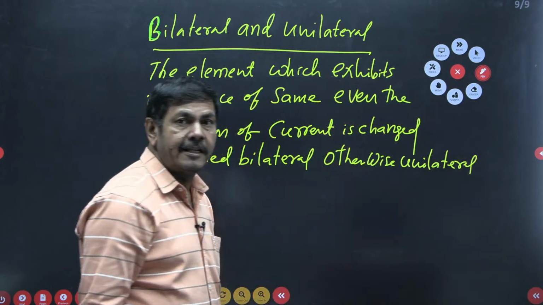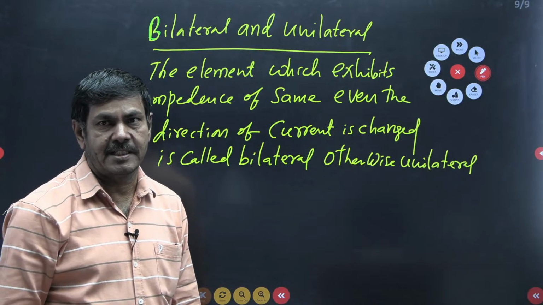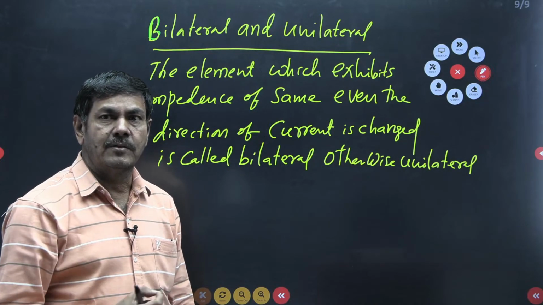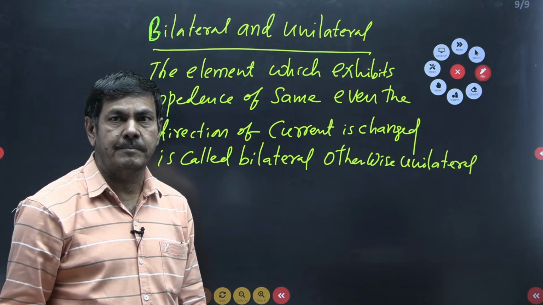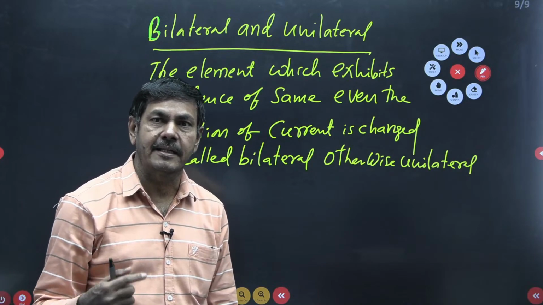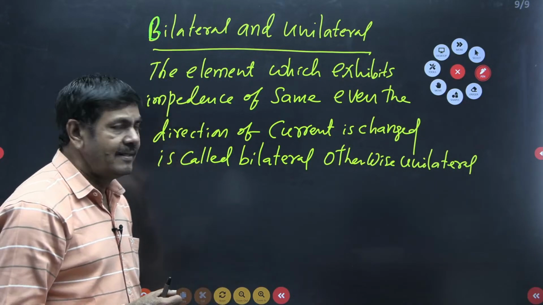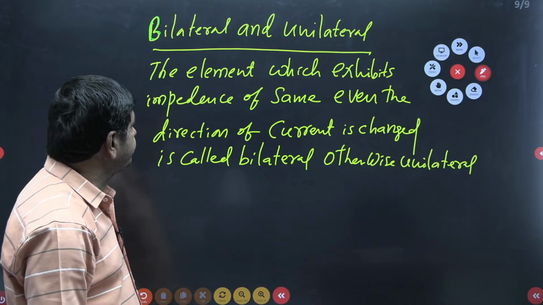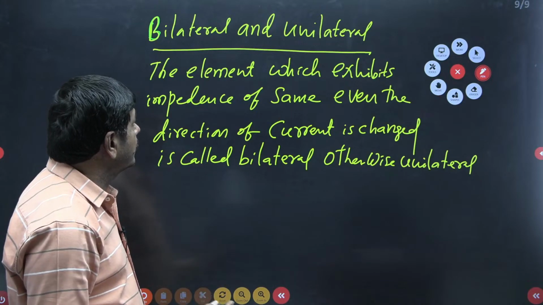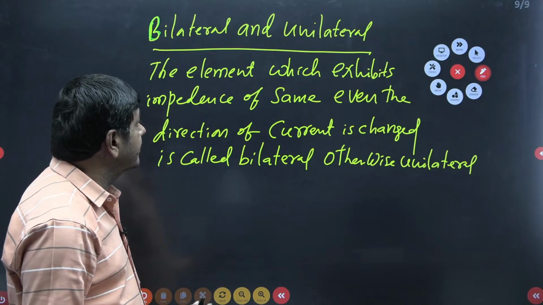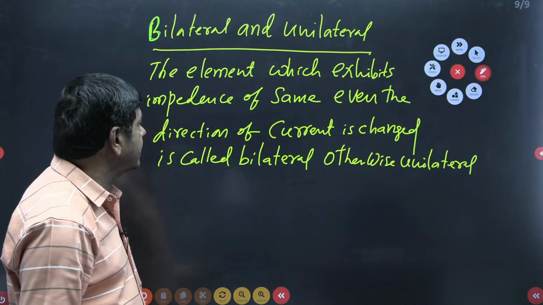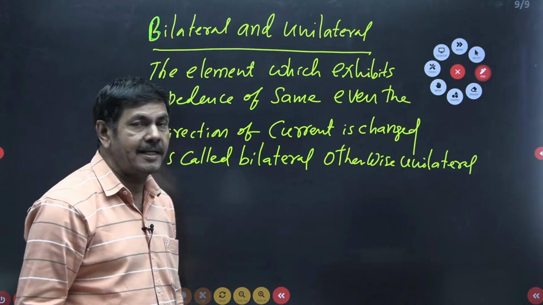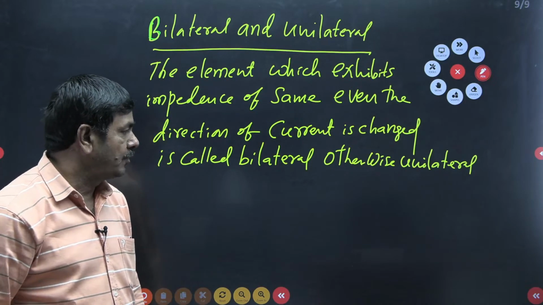Before I said linear elements are nothing but the RLC only. Understand now. If you want to get a linear VI characteristic curve, that is possible from the resistor, inductor and capacitor, which are the examples. But here bilateral and unilateral is given. The element which exhibits the same impedance, even if the direction of the current is changed, is called bilateral, I said now. Otherwise, unilateral.